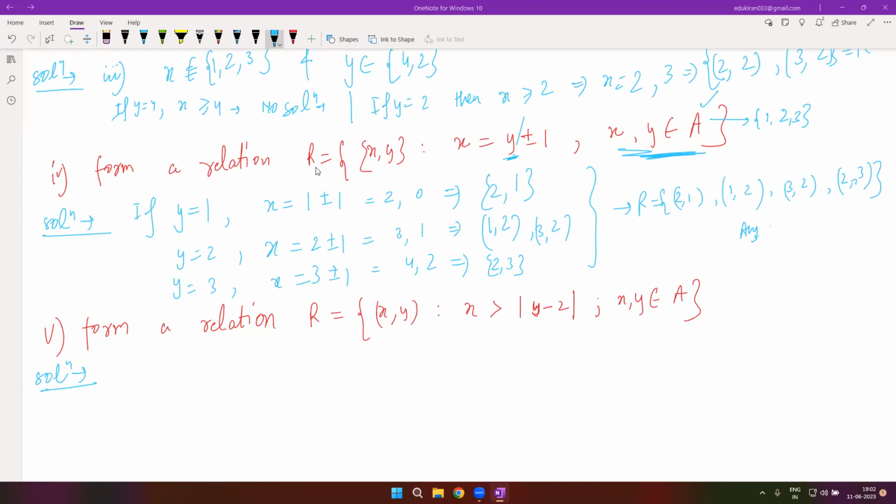Austin, the answer is correct. Good. If the value inside mod is 0, then the answer is 0. Yeah, now it's correct.